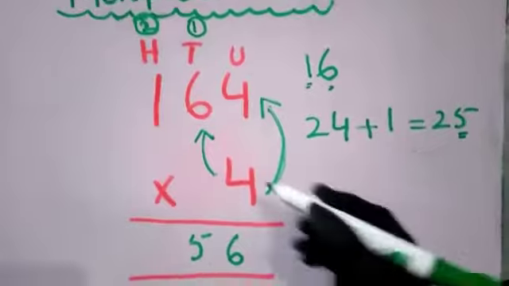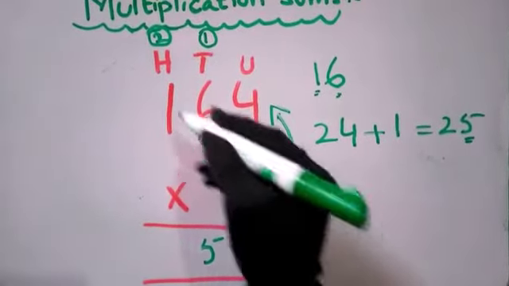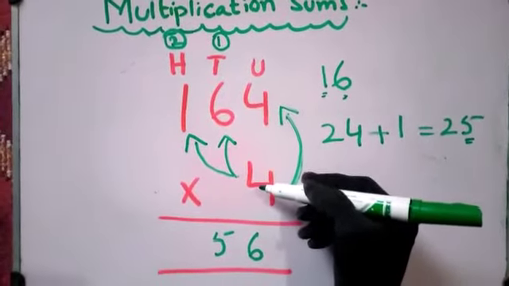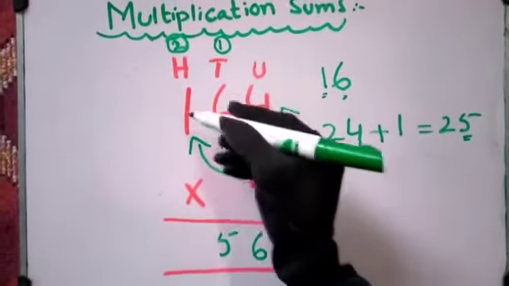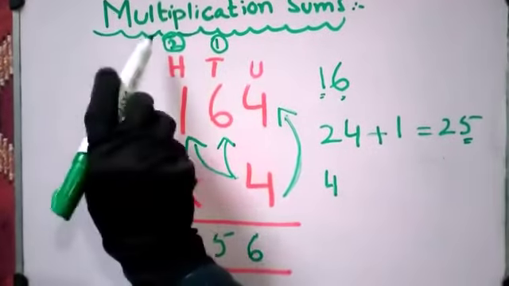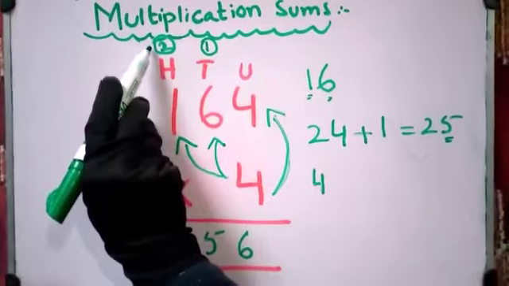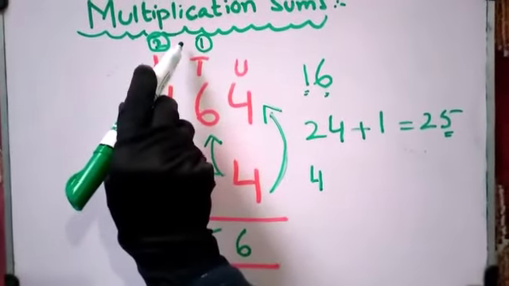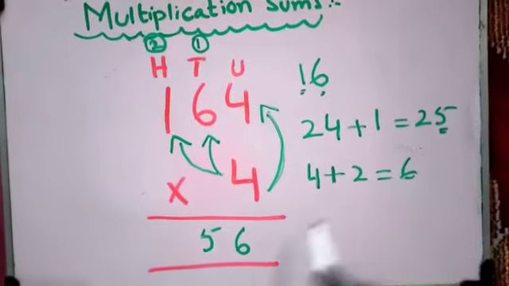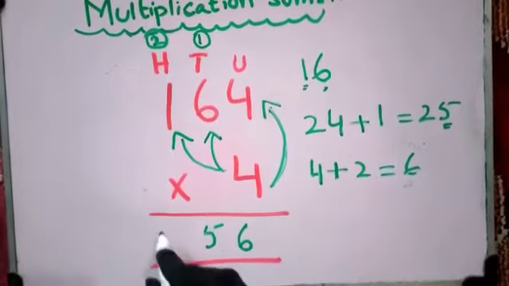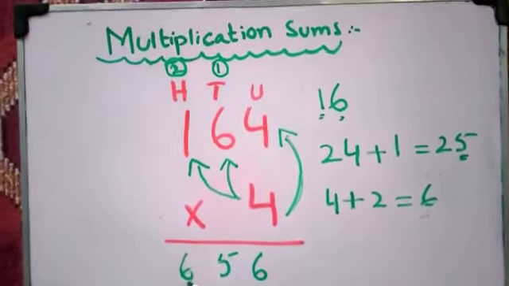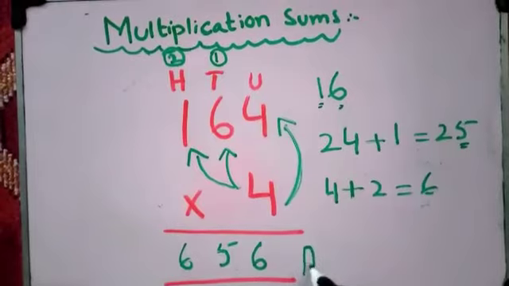In third step, we multiply the numbers in 100 column. We read table of 4 up to 1. 4 ones are 4. And we add 2, which is carried over the tens column. 4 plus 2 is equal to 6. Now we write 6 here. So the number 656 is the answer.